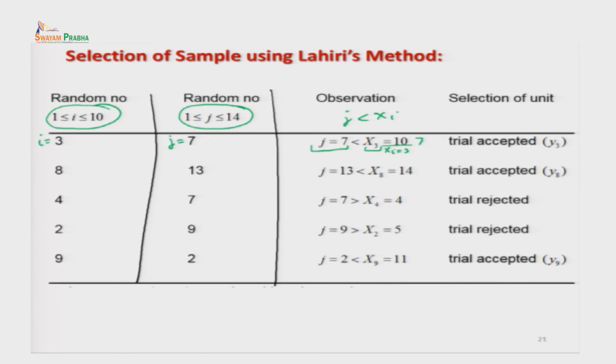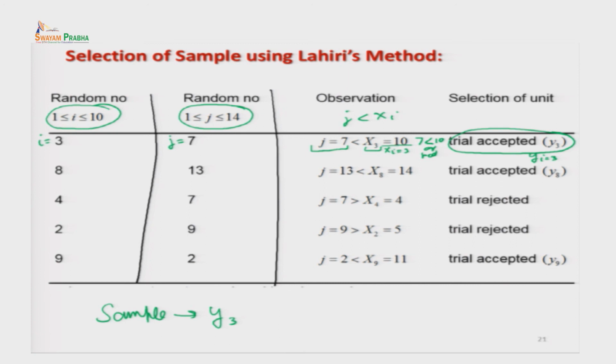Whether 7 is less than 10 or not. You can see here that 7 is less than 10, yes. So this trial is accepted, and then which unit enters into your sample? This is yi, and here i is equal to 3. So yi equal to 3, that is the y3 unit, will come into your sample. Here I can write down that my sample will keep on containing y3, the first unit which enters here.